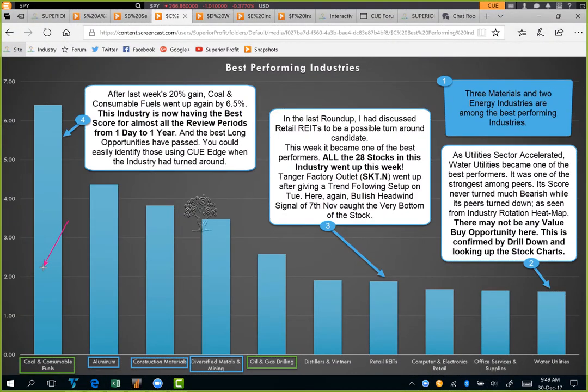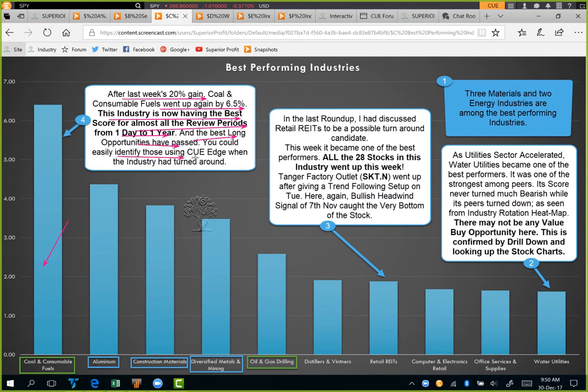This week's best performing industry is coal and consumable fuels. It had gone up by 20% last week. This week it went up again by 6.5%. This industry is now having the best score for almost all the review periods from 1 day to 1 year, and the best long opportunities have passed.